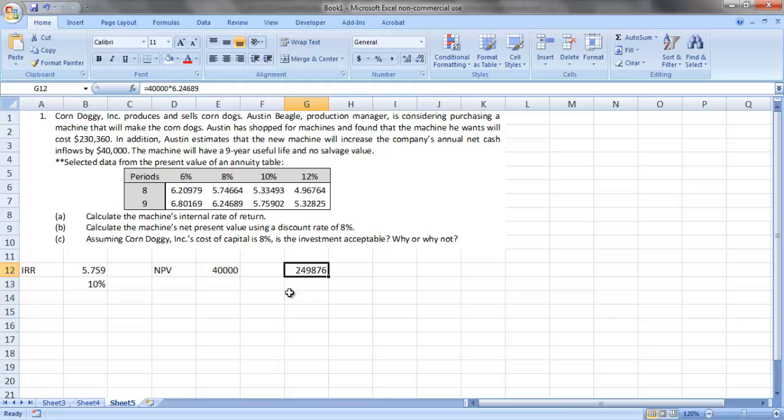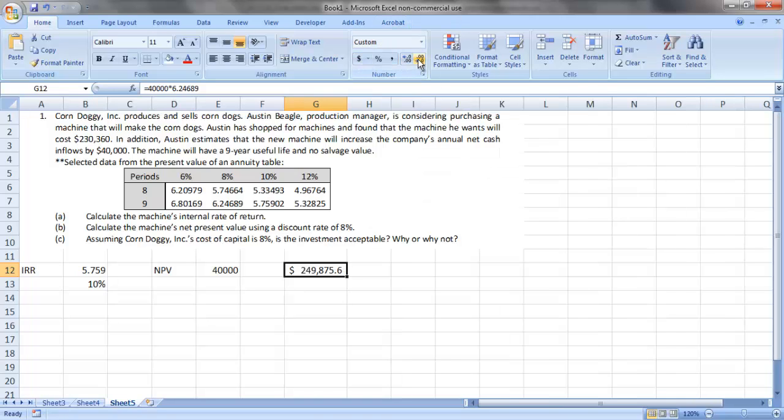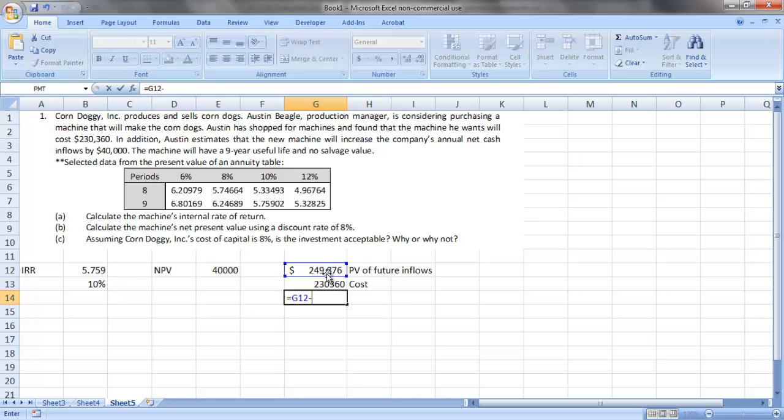Therefore, the present value of those future cash inflows of $40,000 per year is $249,876. From that, we will deduct the initial cost of the project of $230,360, and we determine that the net present value is $19,516.